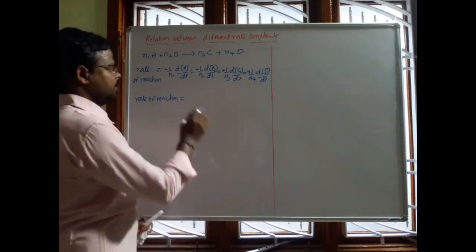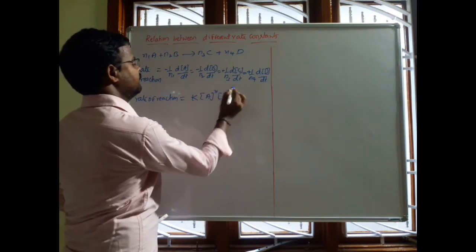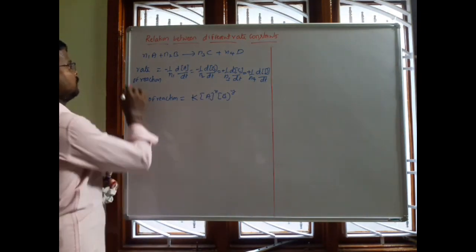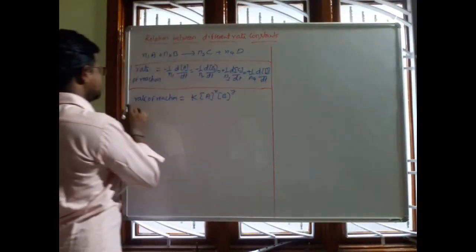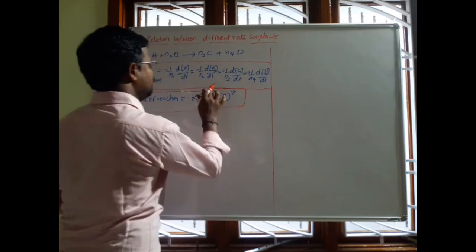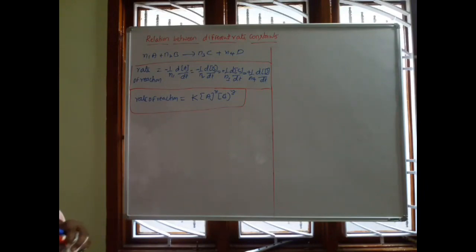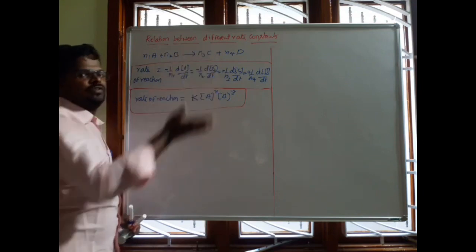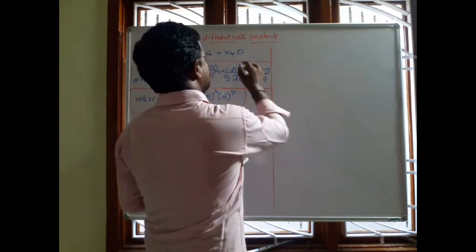According to the rate law, rate equals K into concentration of A power x into concentration of B power y, where x and y are determined experimentally. Both equations represent the rate of reaction of the above reaction. Since the reaction is the same, the rate is also the same, but we can express it in two forms. One is the differential form, the other is according to the rate law.